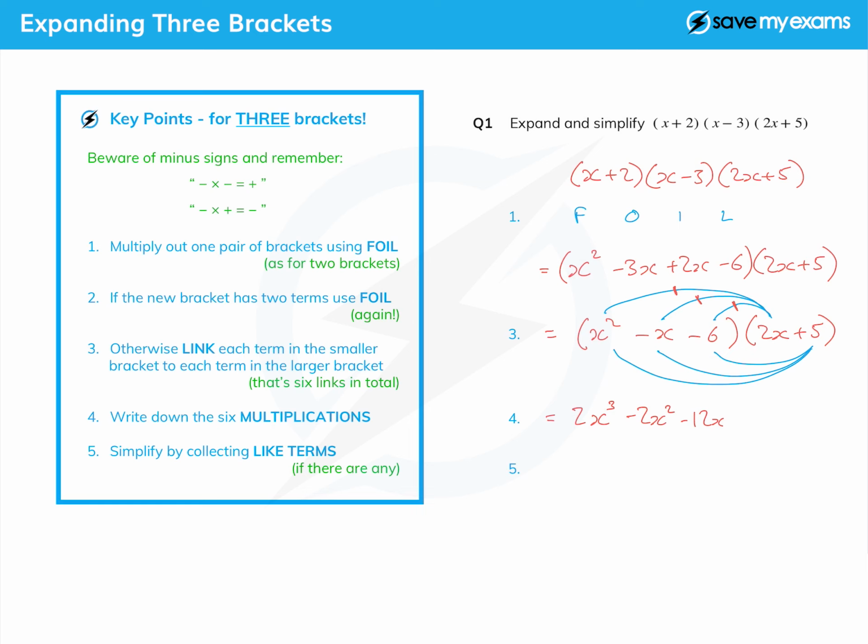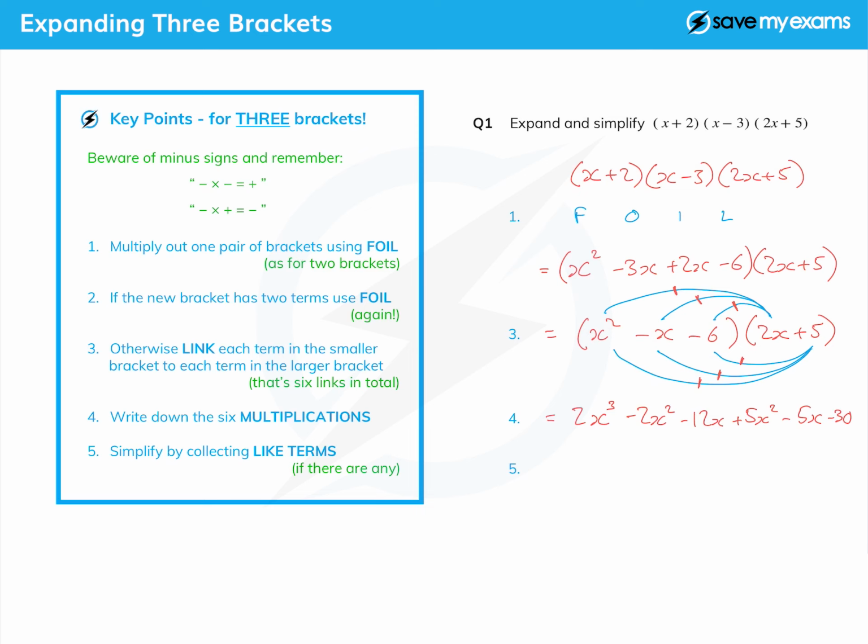Now I'm going to work up from the bottom, and I'm going to do x squared times plus 5, which is plus 5x squared. There it is. And line through that. And we're nearly there. Minus x times plus 5 is minus 5x. So put that one there. And I've just about got space to do the last one. Remember to cross that one out. And then minus 6 times plus 5 is minus 30. And we have our 6 multiplications.